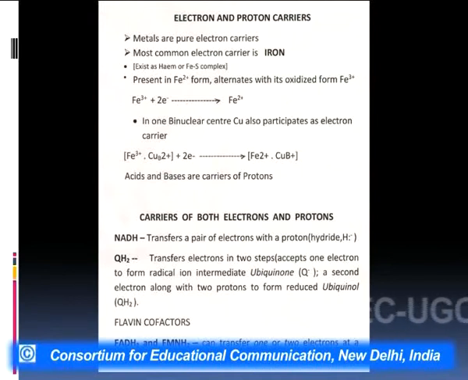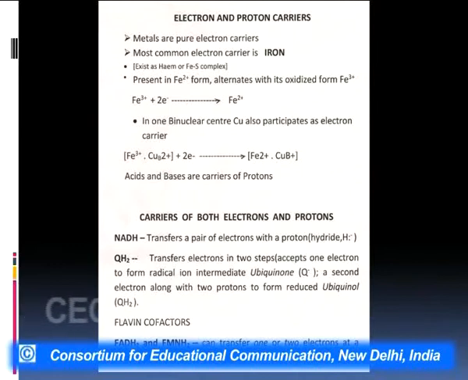So, metals are the electron carriers, and out of which iron is the most important form. It exists in the electron transport chain as heme or as an iron-sulfur complex, and it is also present in the ferrous and the ferric forms. So, it can easily show oxidation-reduction reactions. For example, if the ferric form of iron combines with 2 electrons, it would give rise to a ferrous.